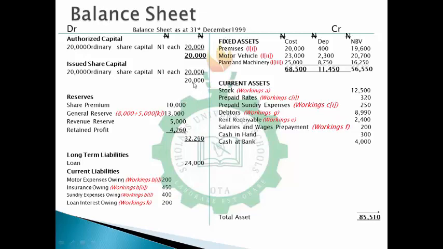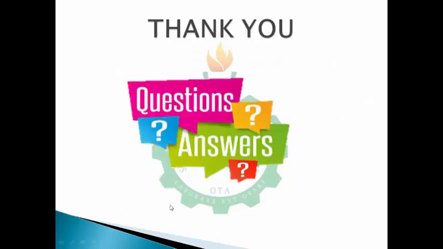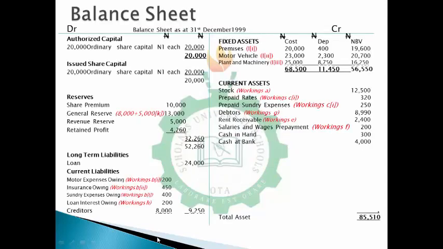Now 32,260 plus 20,000 will give me 52,260. Now if I'm summing that with the amount of the loan, which is 24,000, and lastly I have my creditors of 8,000. If I sum up all of these, I'll get 9,250. So when I add up 9,250 with 24,000 with 52,260, I'll have my 85,510. Alright, so as you can see, my balance sheet is balanced.